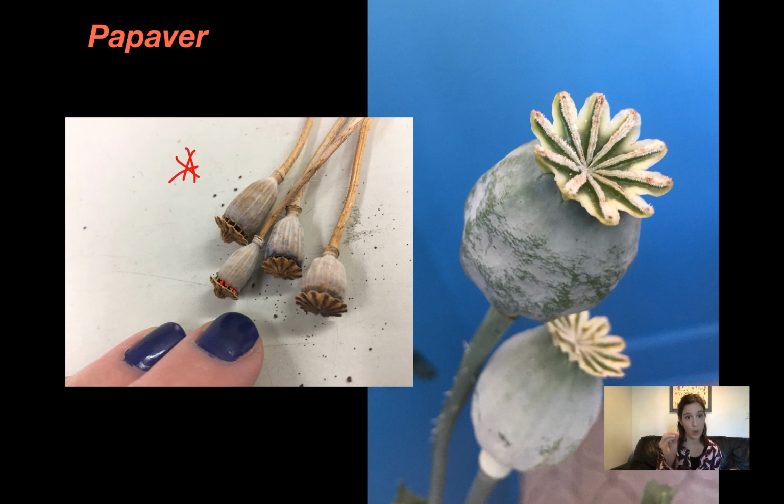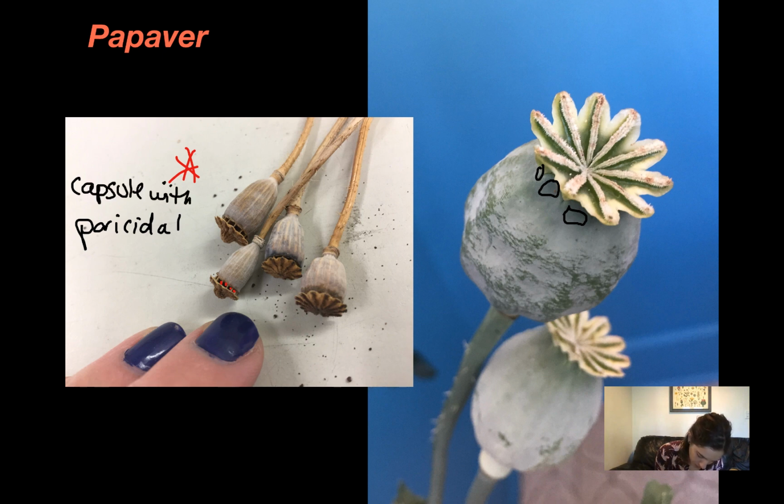And so the only way for seeds to escape from this capsule is way up here. So this is approximately where this capsule will be opening, right here. And so maybe the wind would need to push those capsules over from side to side in order to get those seeds to be removed from the capsule. So this is again called porocidal capsule dehiscence, or a capsule with porocidal dehiscence.